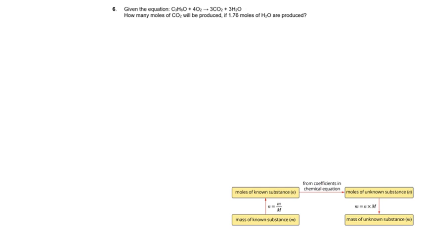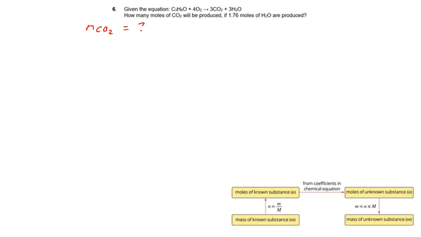So, looking at the first question, question 6 says, given the equation, how many moles of CO2 are produced if 1.76 moles of H2O are produced? What this means is, first thing we're going to do is figure out the number of moles of CO2 produced. We don't know this, so that's what we're aiming to do.